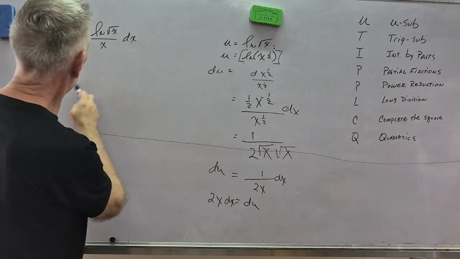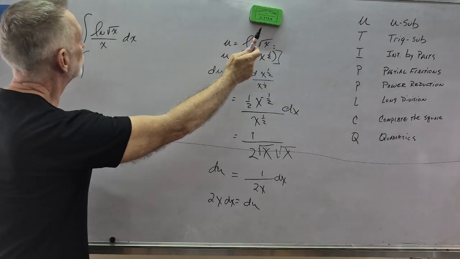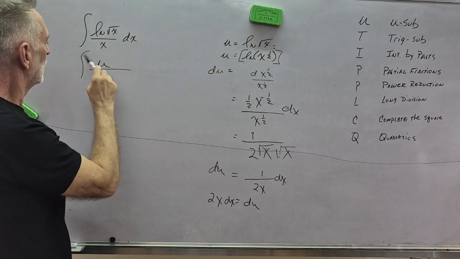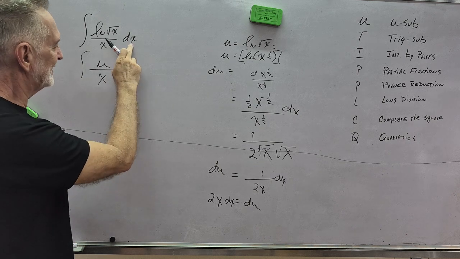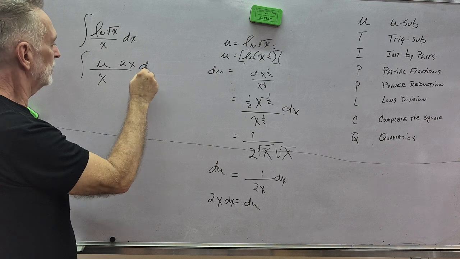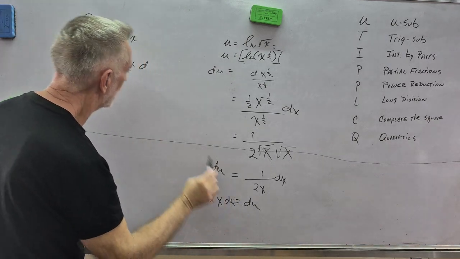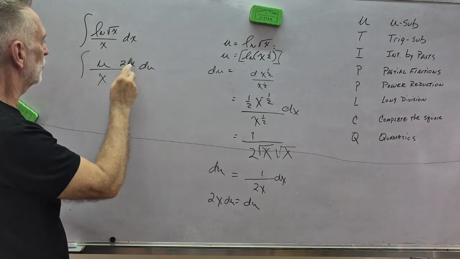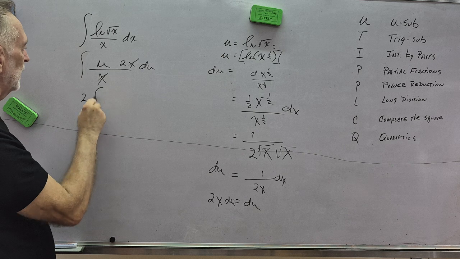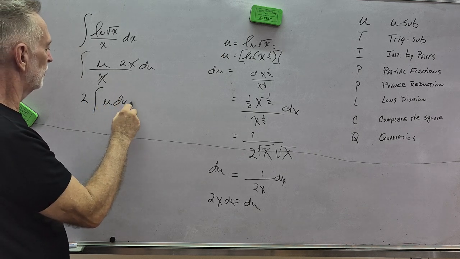So now let's plug in our values here. We had natural log of square root of x, which we said was u. We have x, and then dx is 2x du. That's a du, by the way. So the x's cancel. I'm left with 2, the integral of u du.